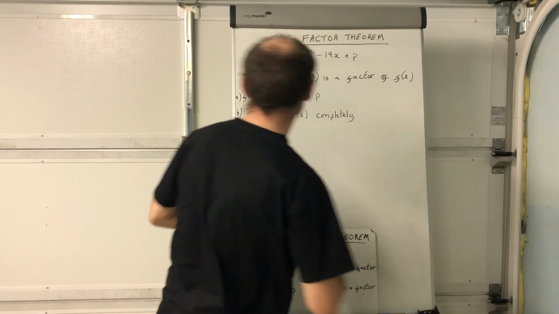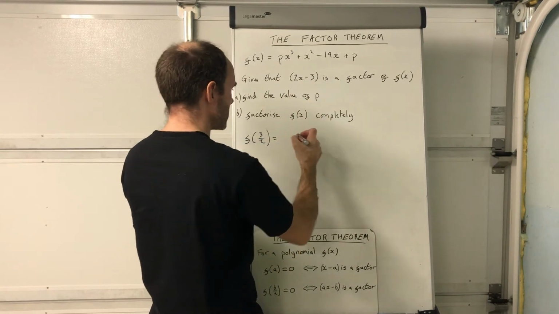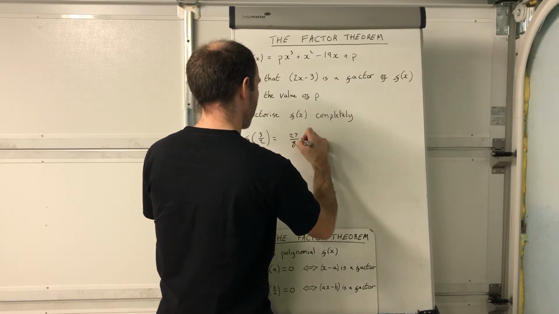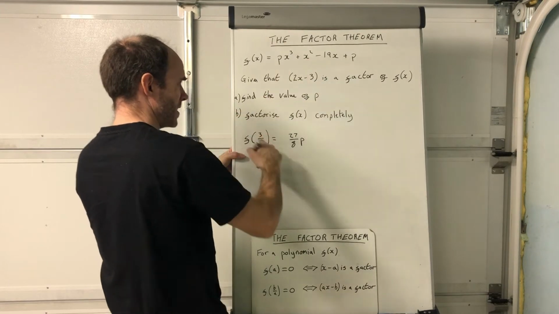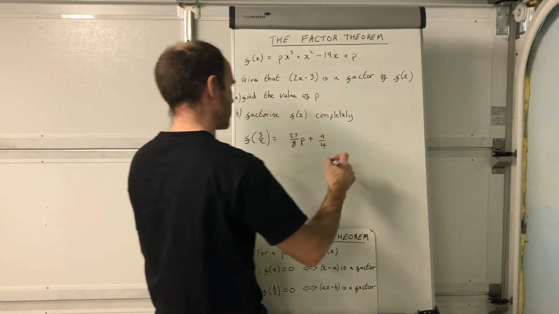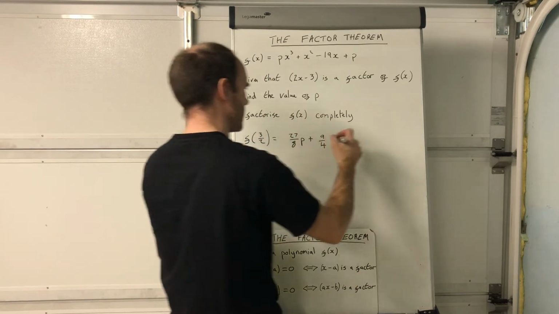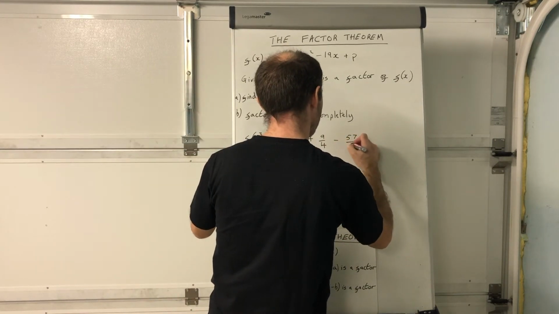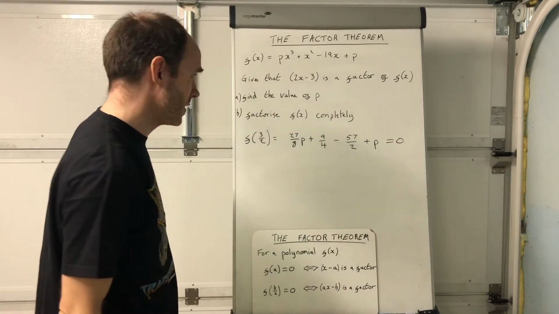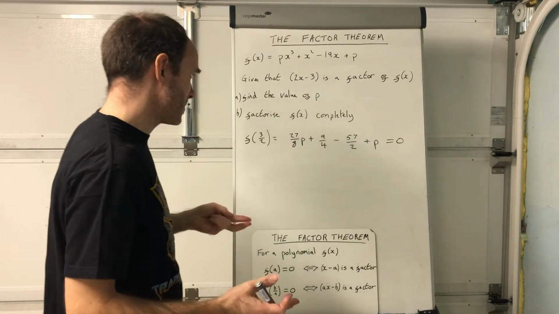So this is f of x as put in. We've got 3 over 2 cubed, so that's going to be 27 over 8 times p, and then x squared, so that's going to be 9 over 4, so plus 9 over 4, and subtract 19x, so subtract 19 times 3 over 2, so that's going to be 57 over 2, plus p, and that is equal to 0. And we're going to work out the value of p from there. Should we go for common denominators with this? Might be an idea.